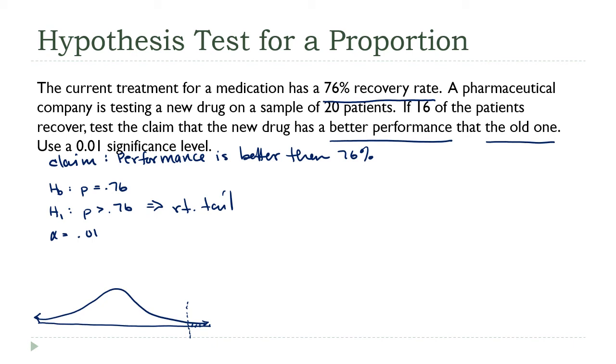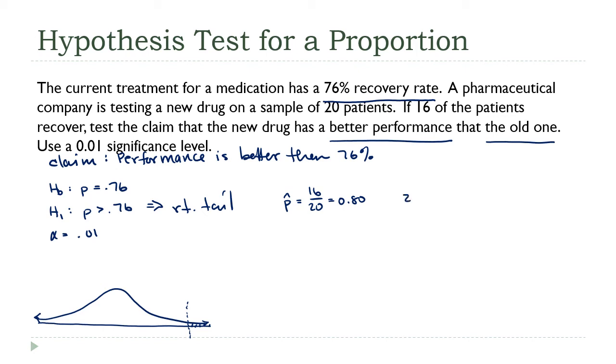Let's see, what is P hat here? What are we getting from our sample? And our sample, 16 of 20 patients recovered. That's 0.80, which is higher. Well, it's good. I mean, we got a better result. Is it better enough? Right, that's what we're trying to test here.